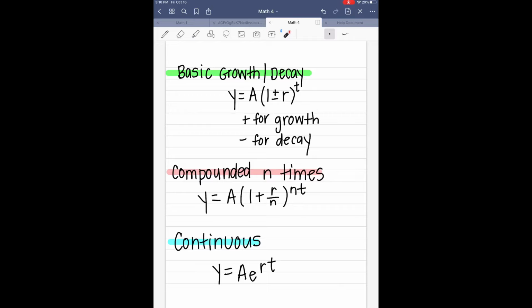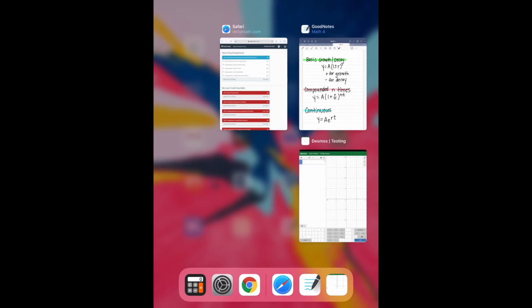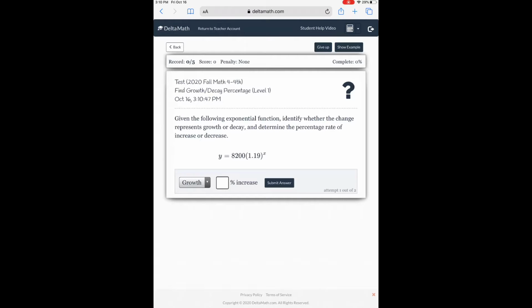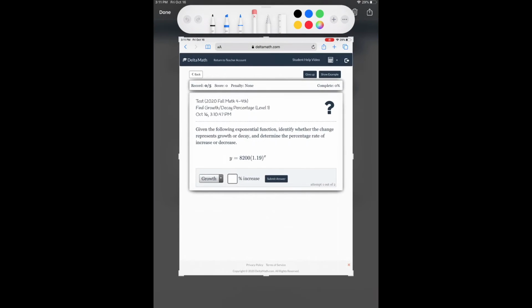So again, I'm going to go through a few of these examples from the Delta Math to make sure we're all, like I said, on the same page. Looking at the first example up here, determine whether it's growth or decay and find the percentage. The percentage is going to come from how many decimals it is above 1 or how many decimals it is below 1. I'm going to screenshot this right quick.